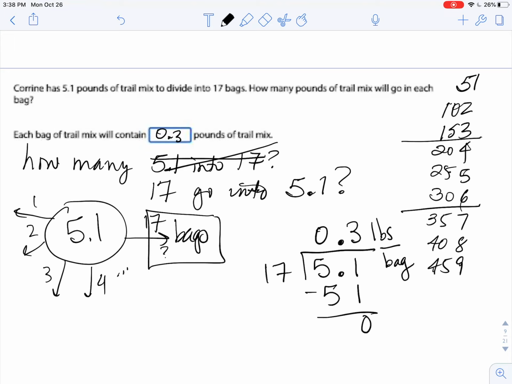So 17 bags. You can check it by multiplication. 17 times 0.3 equals 5.1. There you go. You can check 17 times 0.3 equals 5.1. That checks out.